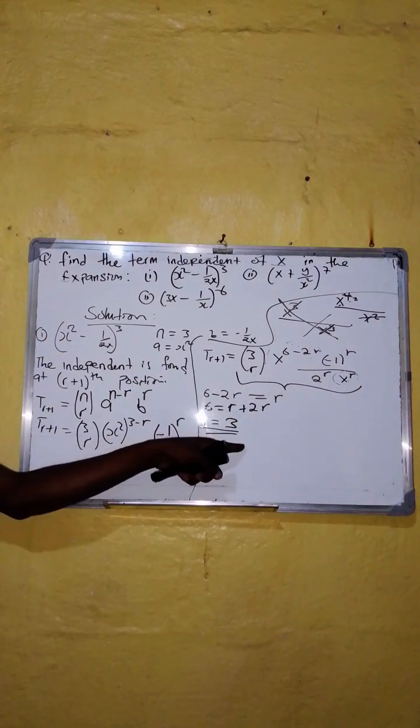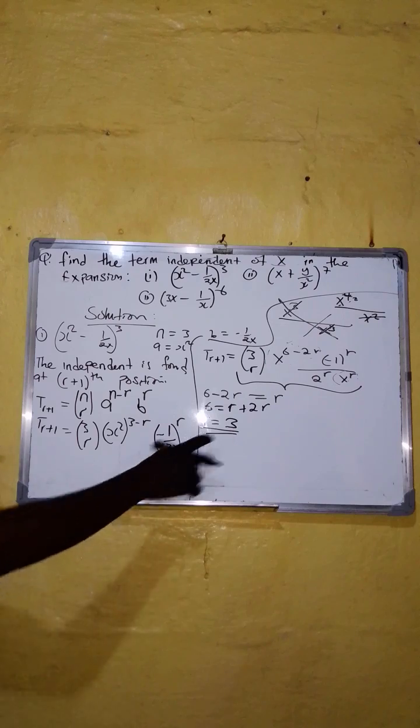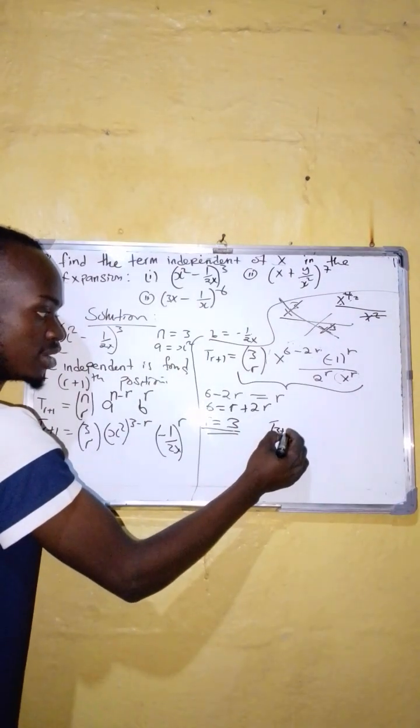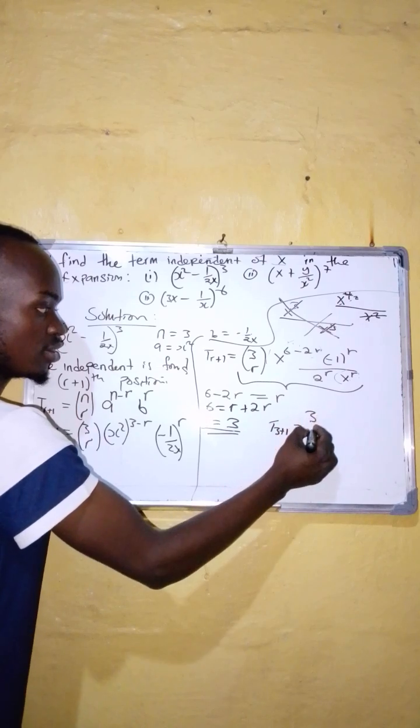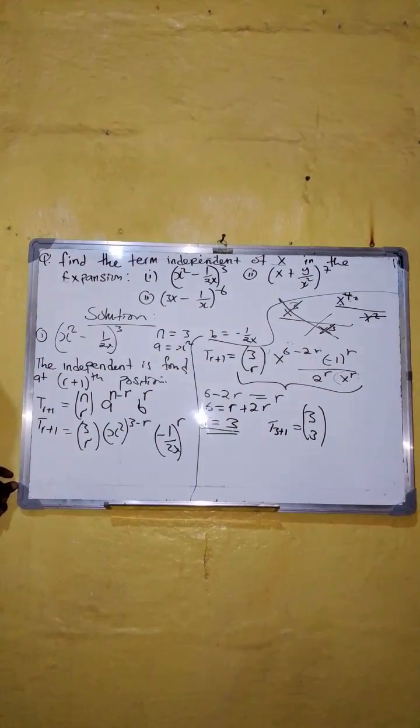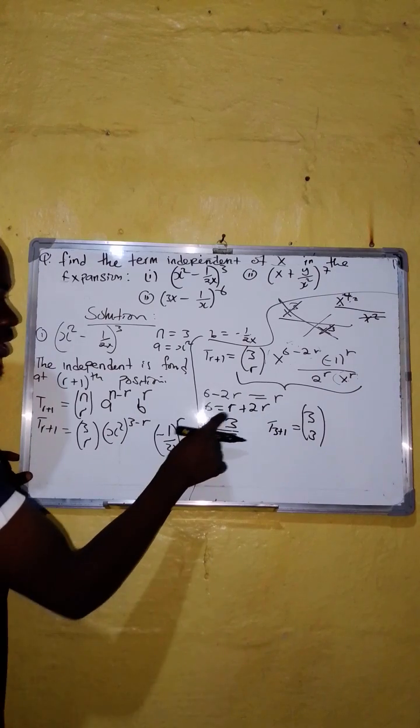3. So if r is equal to 3, what will be our independent term? Let's put 3 back there. It means that our T(3+1) will be equal to 3 combination what? Am I correct? Nope. This is what?